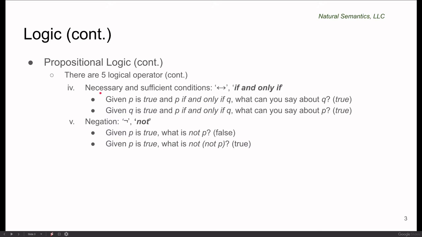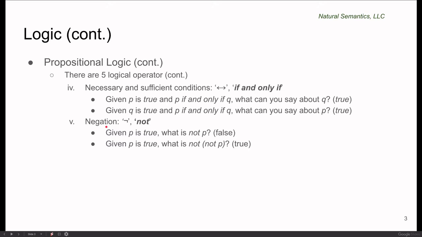The next operation is necessary and sufficient conditions. This is represented as a bidirectional arrow, and it's spoken in English as if and only if. So, given P is true, and given the necessary and sufficient condition P if and only if Q, what can you say about Q? Well, you can say that Q is true. Given Q is true, and the necessary and sufficient condition P if and only if Q, what can you say about P? You can say that P is true. In other words, the implication works in both directions, as is suggested by the bidirectional arrow.